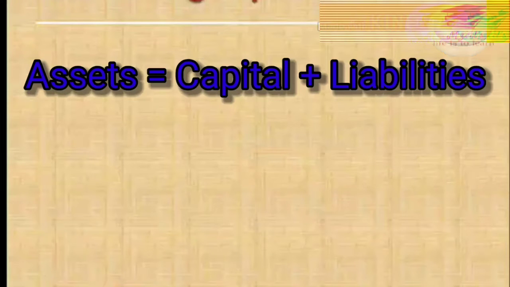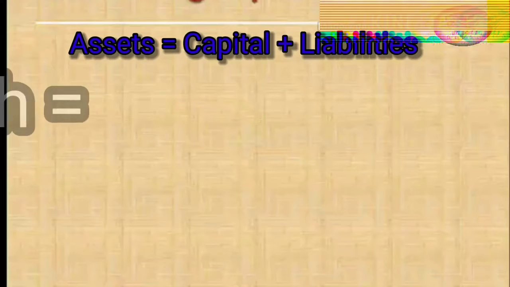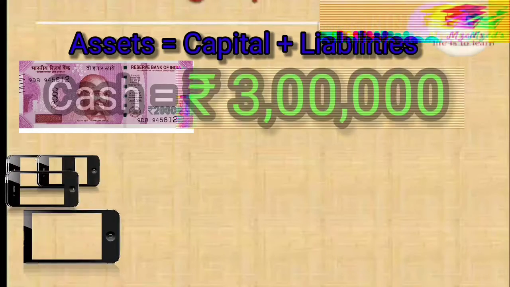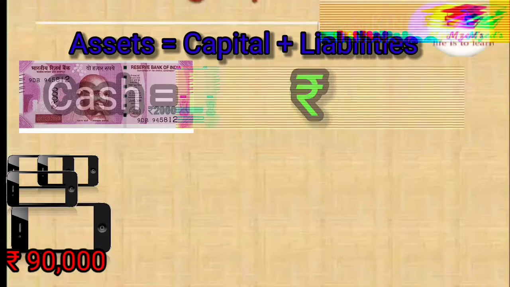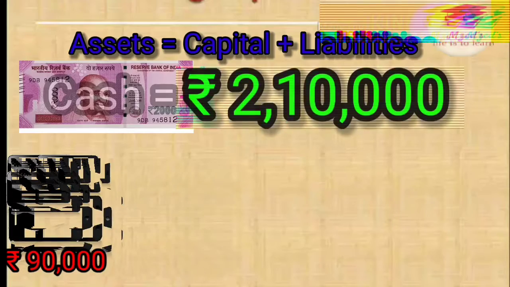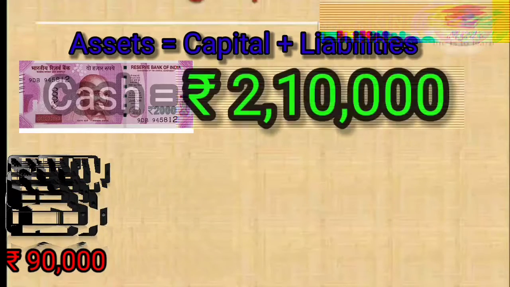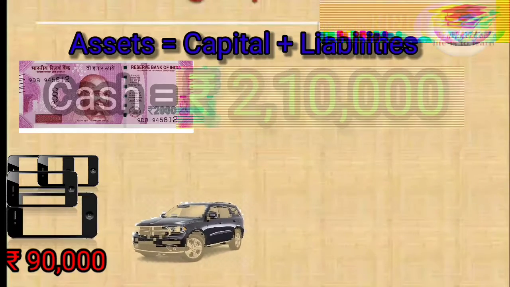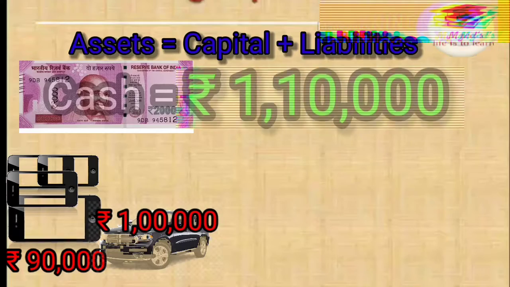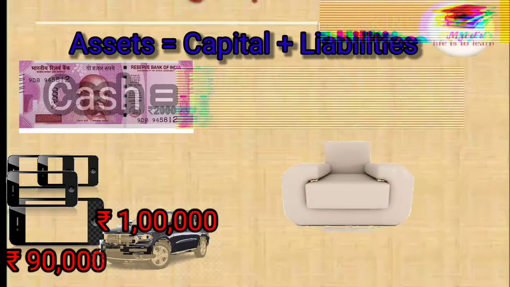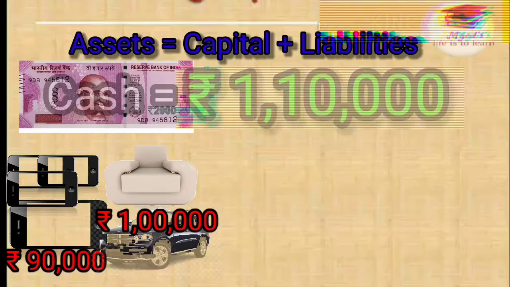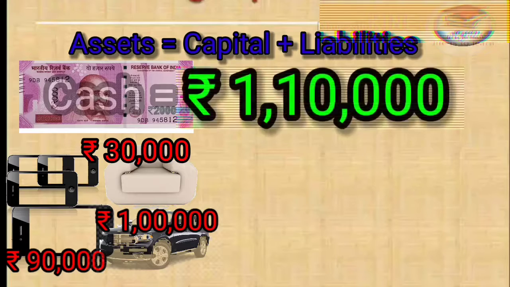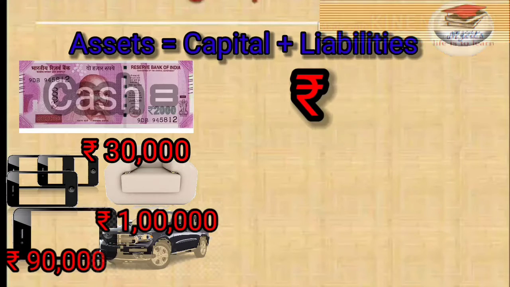Okay, so we are taking one example to prove this equation. Suppose we have invested cash of rupees 3 lakh and we buy goods of rupees 90,000, then the cash will remain 2 lakh 10,000. And if we buy a car of rupees 1 lakh, then the cash amount will be only 1 lakh 10,000. And we buy furniture worth rupees 30,000, then the remaining cash will be only 80,000.